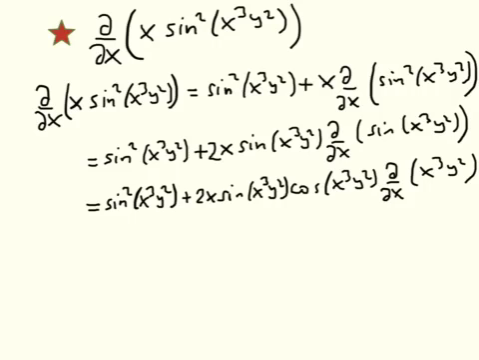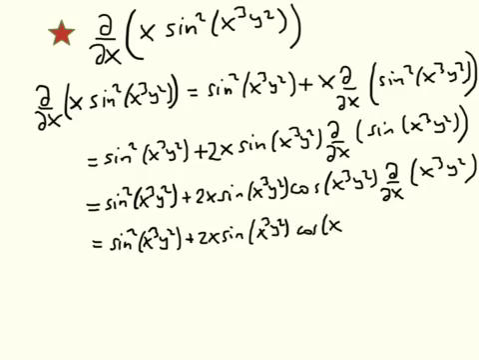Now this final partial derivative is very simple. It's going to give us 3x squared times y squared. Let's not forget this factor. So what we get is sine squared of x cubed y squared plus 2x sine x cubed y squared cos x cubed y squared times 3x squared y squared.